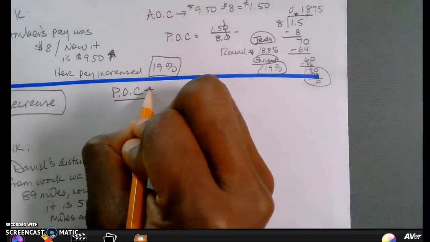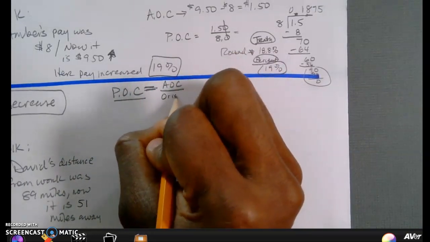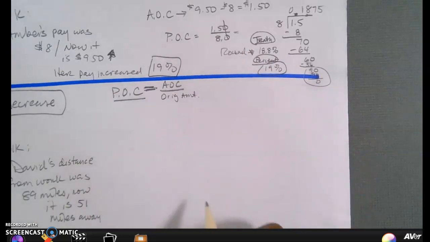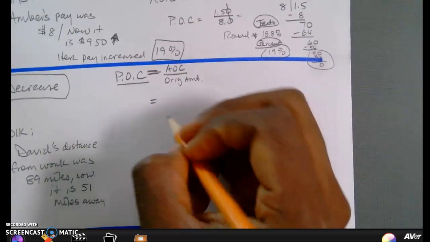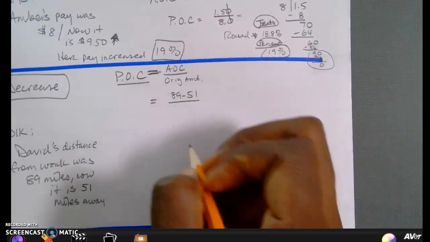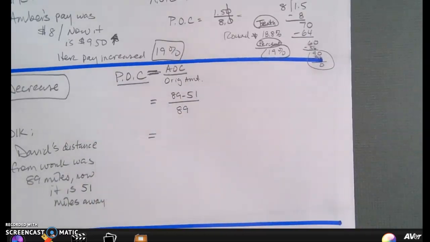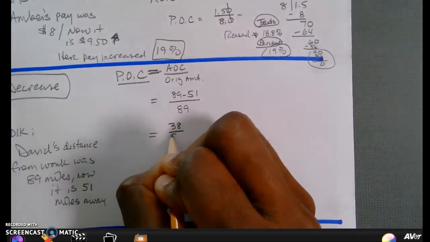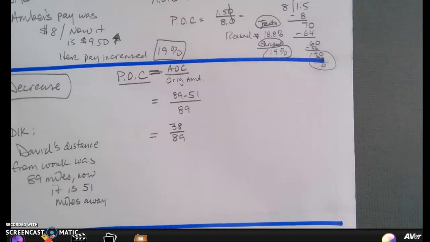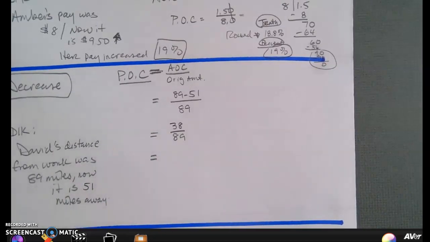or percent of change. That formula is amount of change, or AOC, over the original amount. So I'm going to substitute this in. I know that he did work 89, now it's 51, and I'm going to put that over the original amount. So when we subtract that out, it becomes 38 over 89. In this case, I'm going to divide this out.